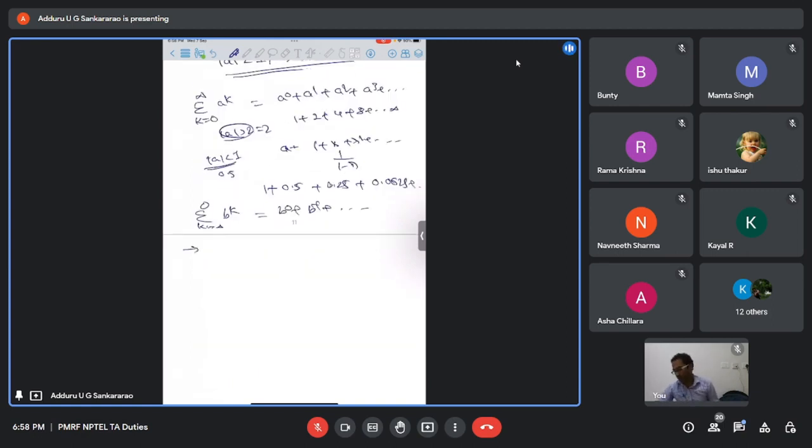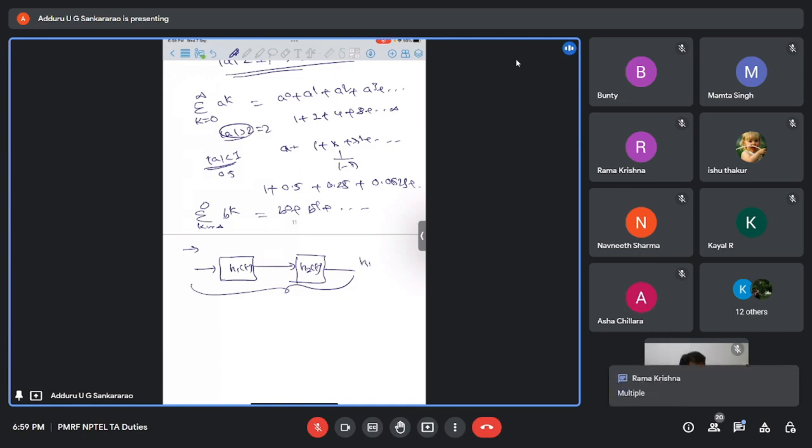Fine. Now let us say two LTI systems are cascaded, with impulse responses H1 of t and H2 of t. Then what is the overall system response? It's the convolution of them, H1 of t convolved with H2 of t. Already you might have studied this. When two systems are cascaded, the overall impulse response is nothing but the convolution.